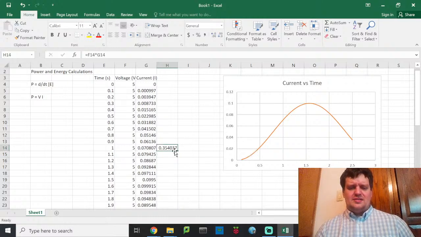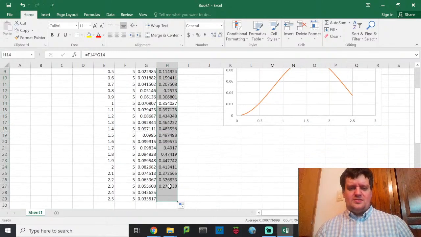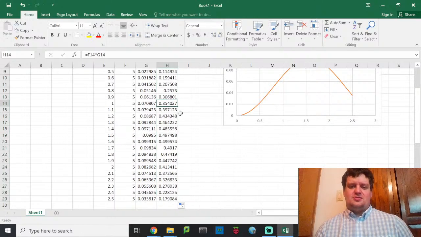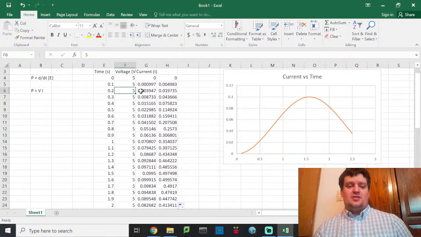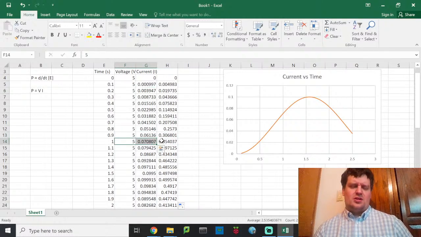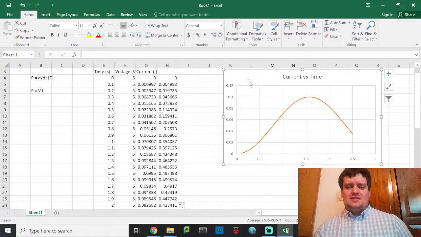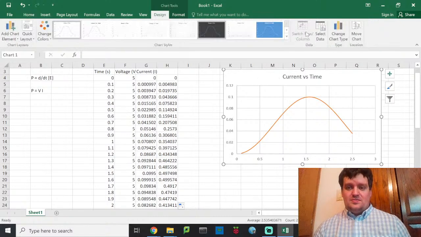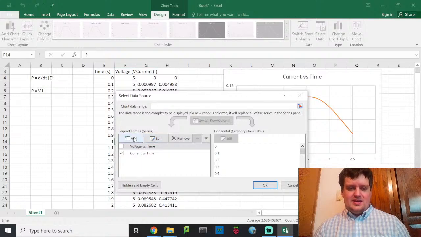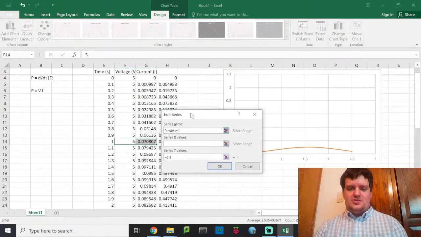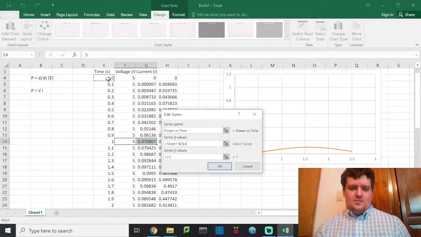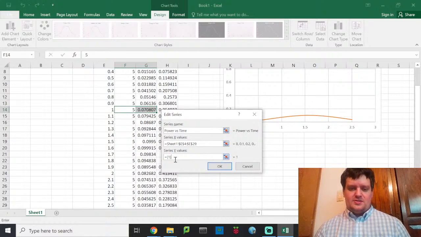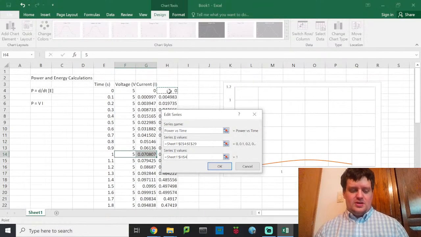If we were to go ahead and plot this power function for the full 2.5 seconds, that value at 1 second, it doesn't change. This isn't accumulative. It doesn't depend on what the voltage and the current was at 0.2 seconds. It only really matters what is the current voltage, what is the current current. Okay? So we can take this and here I'm just going to select data, add a series, and we'll call this power versus time. Okay, let's pick our x values here, and then we'll pick all of our y values here.